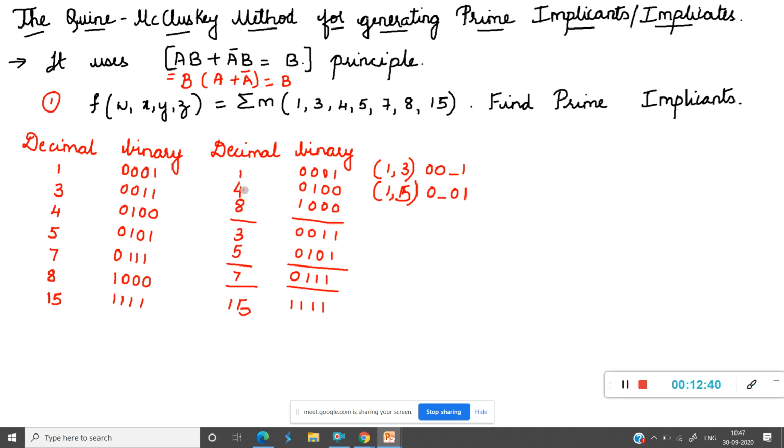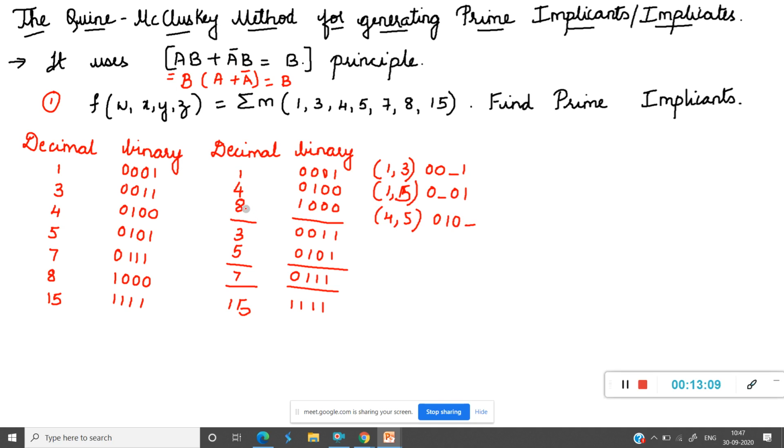Okay. Next, can we compare 4 and 5? Yes, isn't it? So I'll write 4 comma 5 like this. 4, 0 is there, 0 is there, 1 is there, 1 is there, 0 is there, 0 is there, 0 1. So it is 0 1 0 dash. Okay. 4 can be compared with 5.